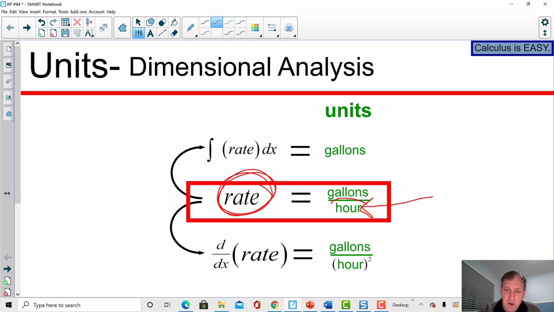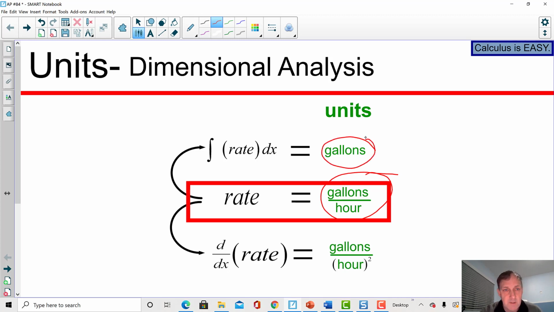So in this case, we have hours on the bottom for time. And if we were to do the derivative of that rate, our new units would be hours squared on the bottom. So you'll notice the top is not changing, only the bottom is changing. Now, what if we did the integral of our rate? Instead of getting an extra unit of time on the bottom, we're getting one less unit of time on the bottom.